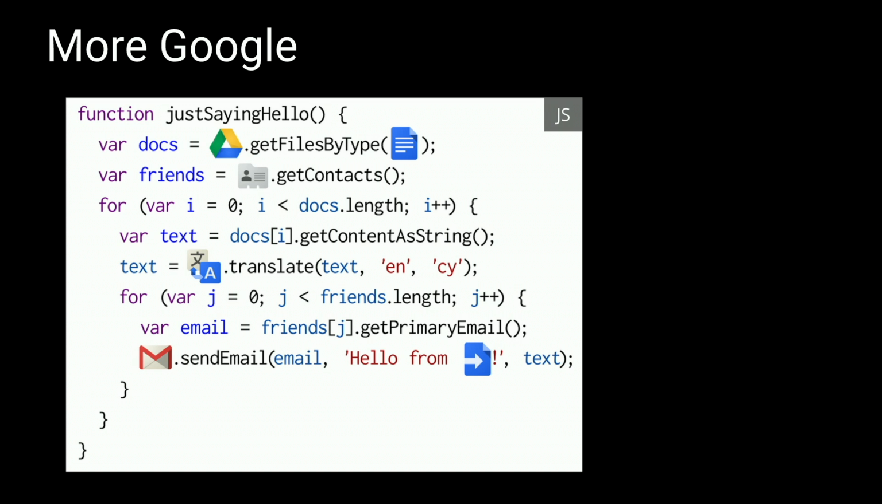So probably not the most useful script, but a very good example of how you can basically do whatever you want to do that involves Google products. Plus, you can also incorporate third-party APIs if you really want to in AppScript. So there's no limit there.